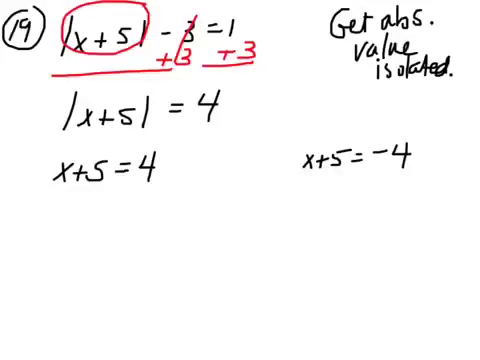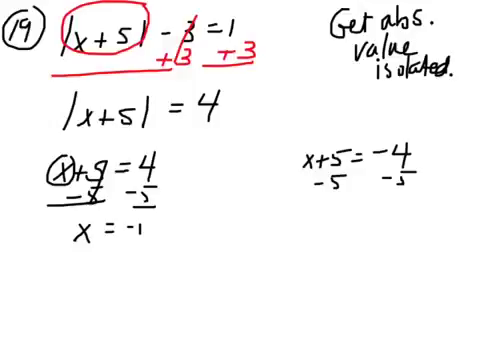Okay, so now we just need to get x by itself on both sides. If I subtract 5 from both sides here, I get x is negative 1. And if I subtract 5 from both sides over here, I'm going to get x is negative 9. Since it just tells us to solve number 19, if I wrote my list of answers, I could write x equals negative 1, x equals negative 9.